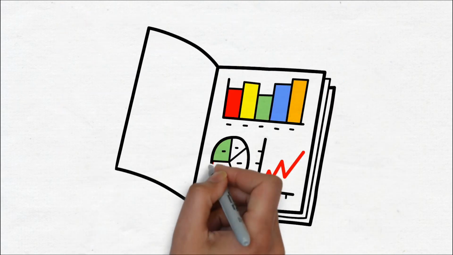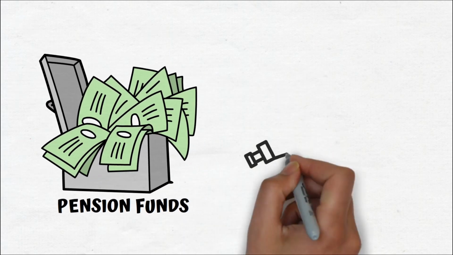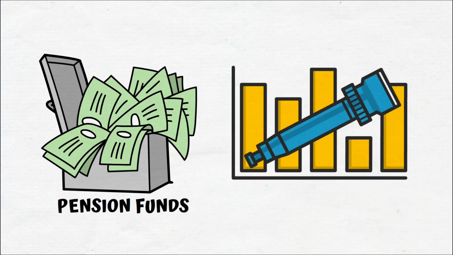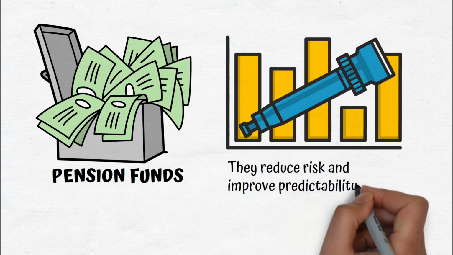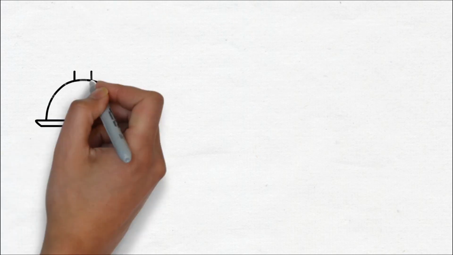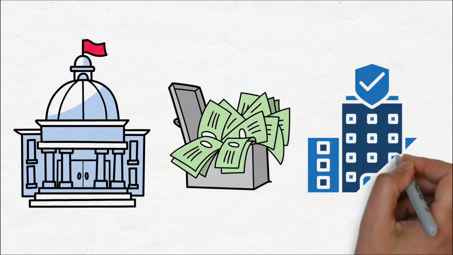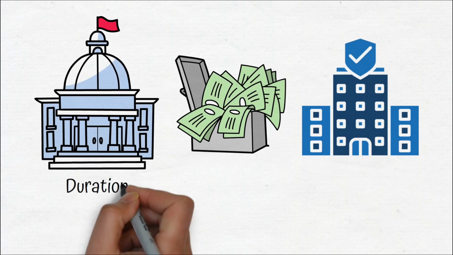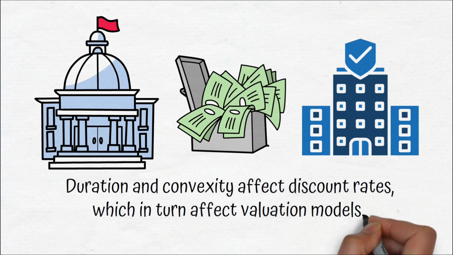These concepts aren't academic. They shape portfolios in the real world. Let's take pension funds as an example. They often match long-duration bonds with long-term liabilities, like future retirement payments due 20 or 30 years later. By aligning cash flows this way, they reduce risk and improve predictability. Central banks, pension funds, and insurance companies rely on duration and convexity to align assets with liabilities. Even equity investors benefit. Duration and convexity affect discount rates, which in turn affect valuation models.